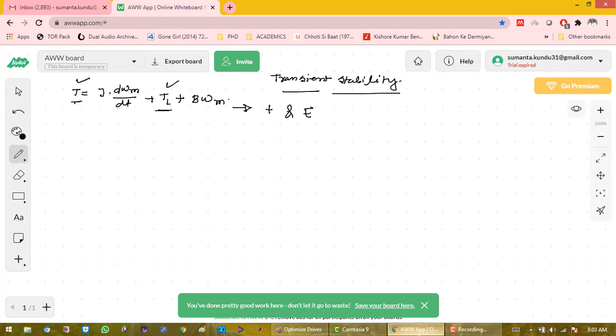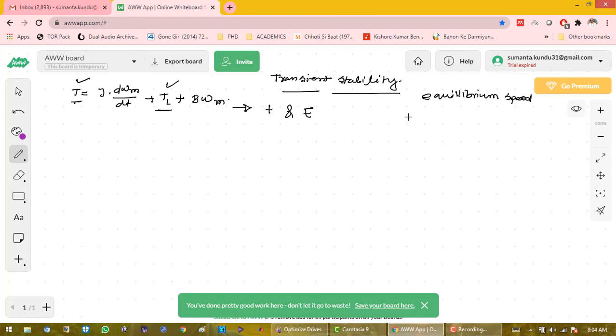Okay. Now, in transient, the final speed is my equilibrium speed. Final speed is my equilibrium speed. Now, theoretically, transients are over in infinite time. So, for the transient to die out, theoretically it takes an infinitely long time.